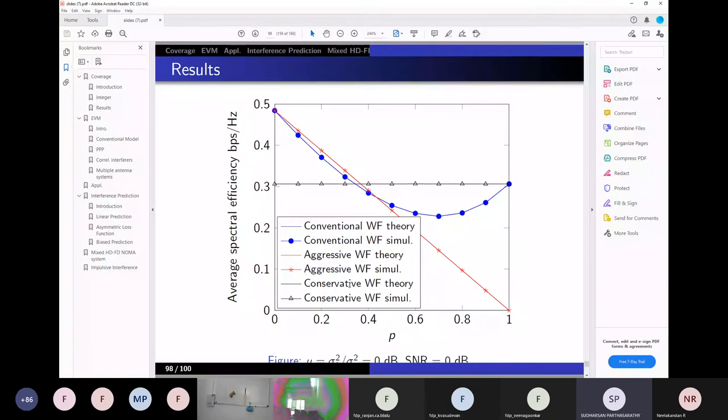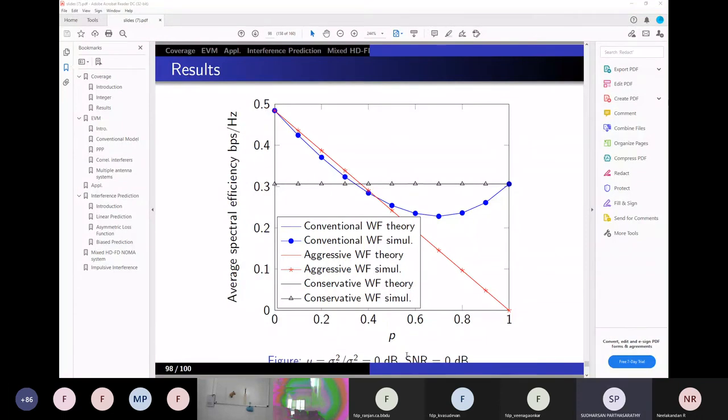So the x-axis is p, the Bernoulli probability with which the impulsive interference will occur. The y-axis is the average spectral efficiency. So the blue curve is the conventional water filling, the Andrea Goldsmith one. The red curve is aggressive water filling, and the black line is the conservative water filling.